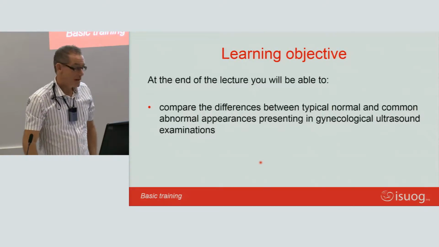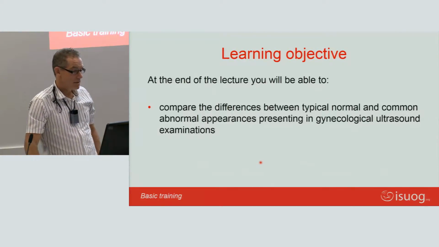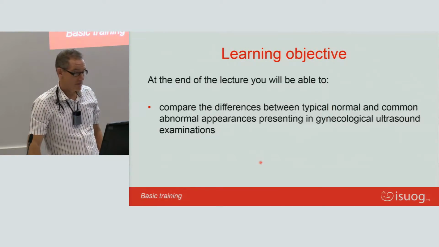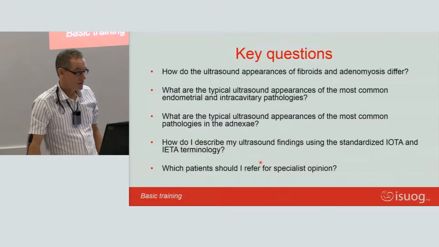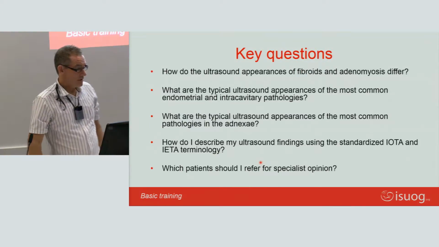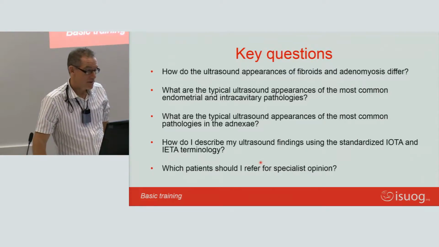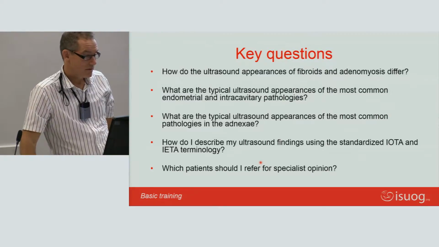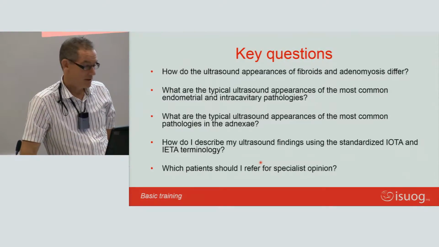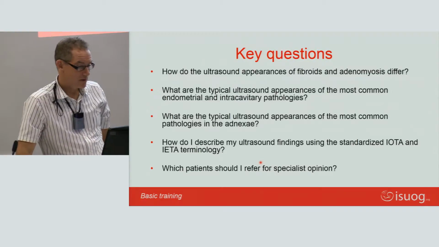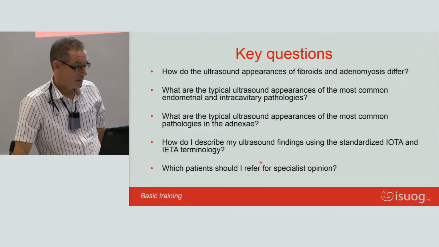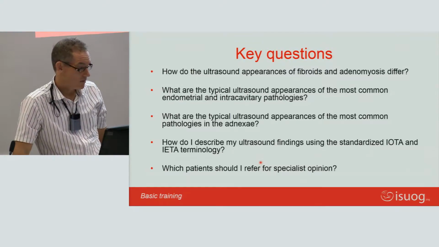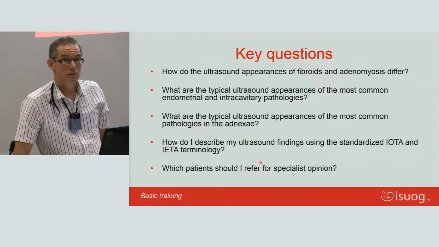Right, so hopefully by the end of this lecture, you'll be able to compare the differences between typical normal and common abnormal appearances presenting in gynecological ultrasound examinations. The key questions you want to answer are: how do the ultrasound appearances of fibroids and adenomyosis differ? What are the typical ultrasound features of the most common endometrial and intracavitary lesions? What are the typical ultrasound features of the most common pathologies in the adnexae? How do I describe ultrasound findings using standardized protocols of IOTA or IETA? And which patient should I refer for a second opinion?